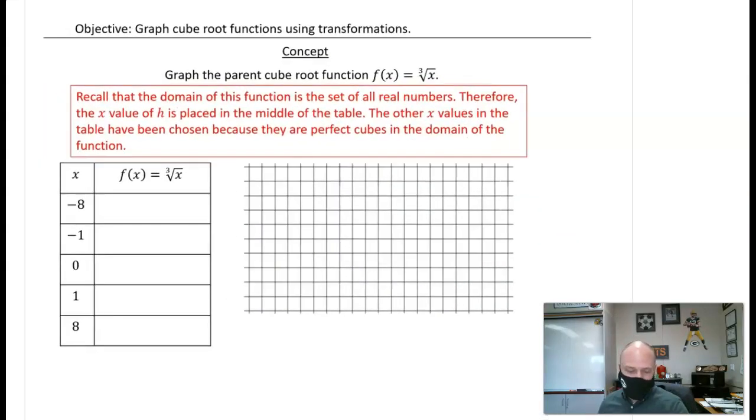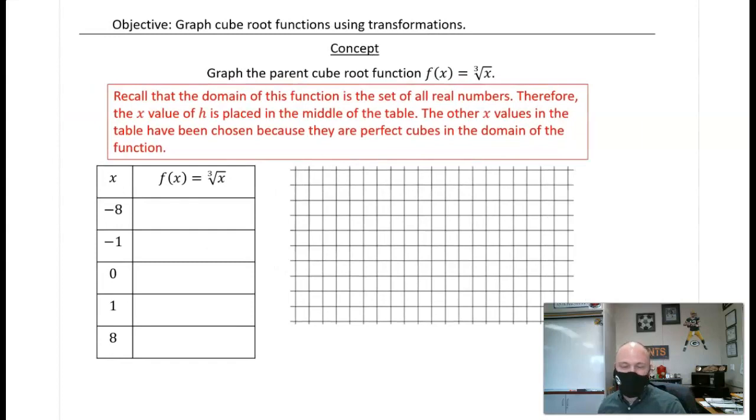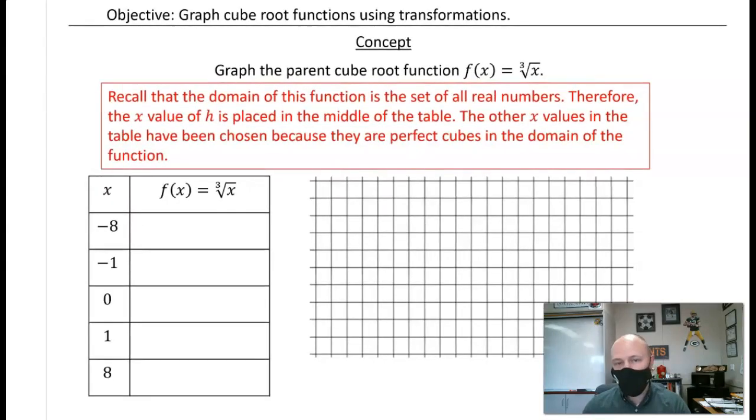All right, so let's go ahead and look at the parent function, the cube root of x. So the first thing that I want to talk about that's different than square root functions is that cube root functions have no restrictions on our domain. I can plug in any value into my function. A square root function, I could only plug in 0 or positive numbers. Couldn't plug in negatives. That doesn't apply with cube root functions.